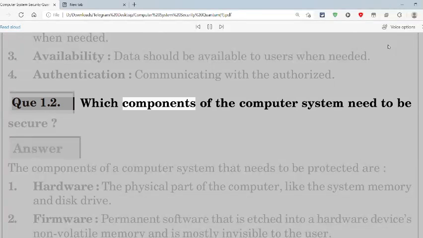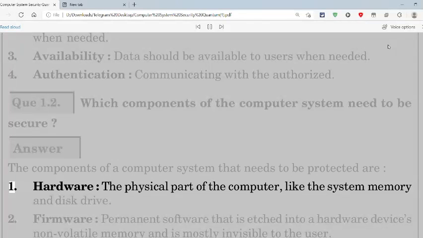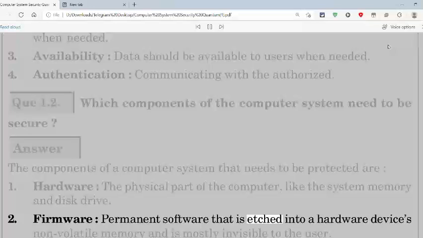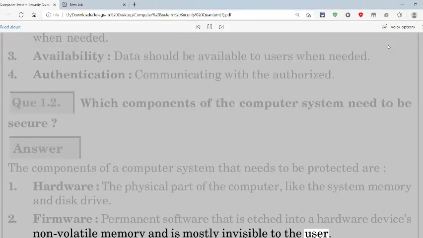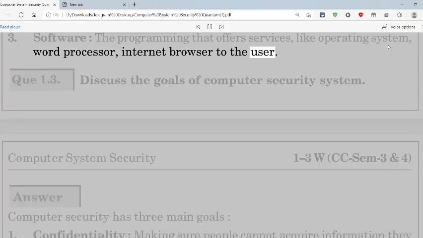K1.2. Which components of the computer system need to be secure? Answer. The components of a computer system that need to be protected are 1. Hardware, the physical part of the computer, like the system memory and disk drive. 2. Firmware, permanent software that is etched into a hardware device's non-volatile memory and is mostly invisible to the user. 3. Software, the programming that offers services, like operating system, word processor, internet browser to the user.